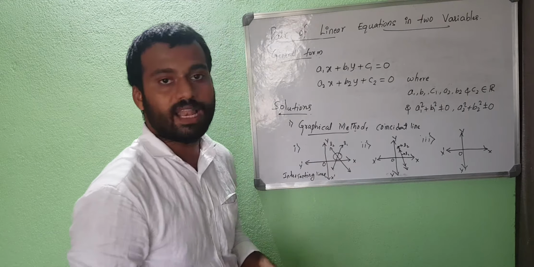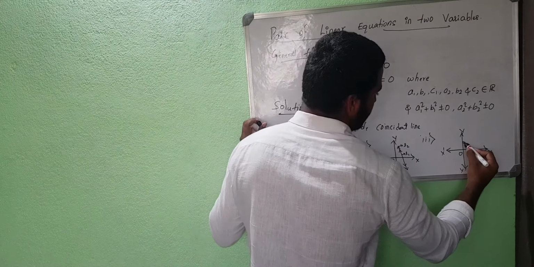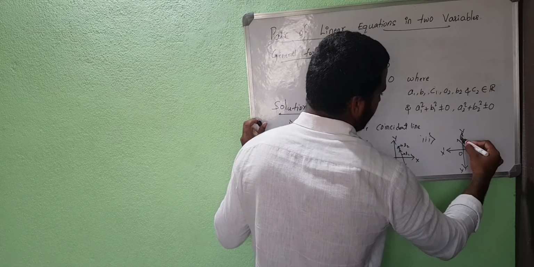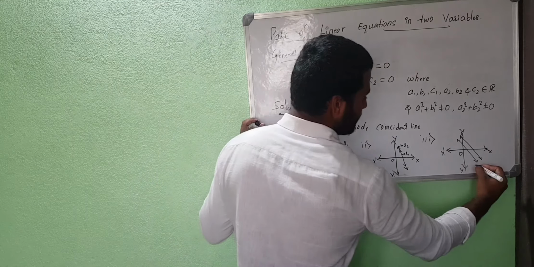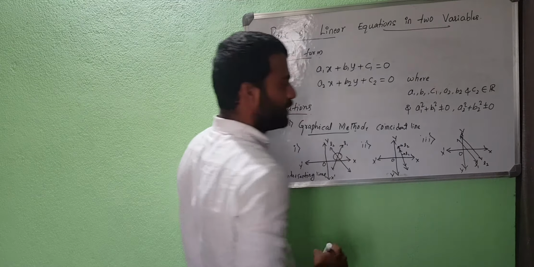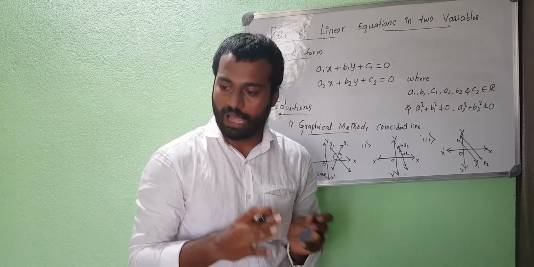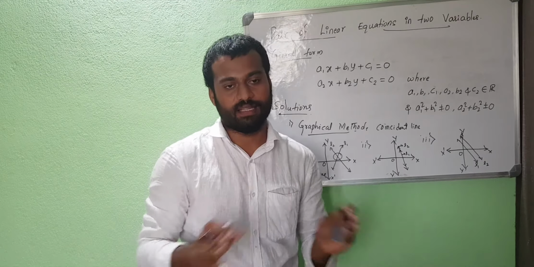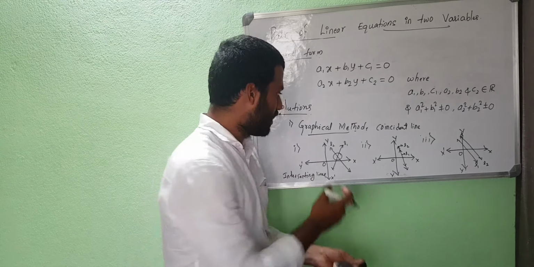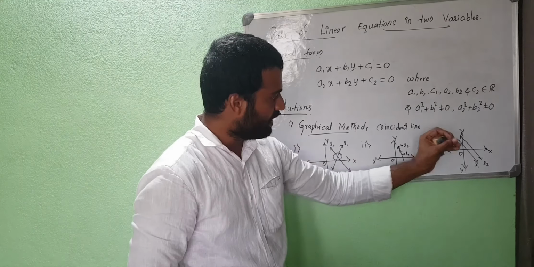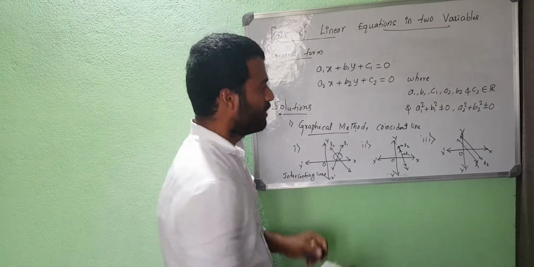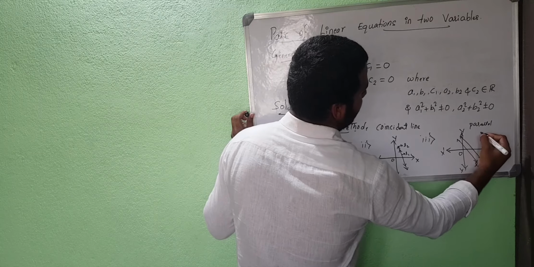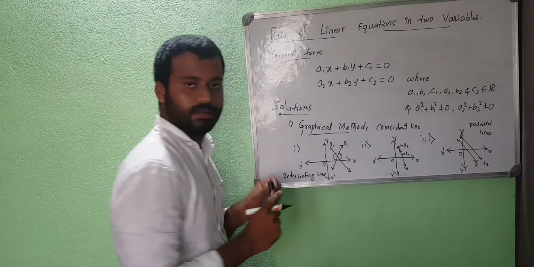The last one: the two lines L1 and L2 are parallel. Parallel means, from negative infinity to positive infinity, they never intersect. They are not meeting at all, neither at one point nor at infinitely many points. This type is called parallel lines. Clear or not?